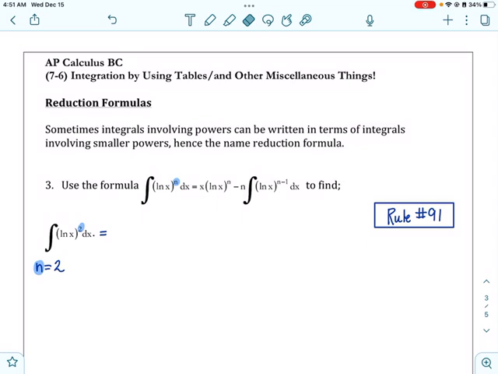And so we start off here, you notice we have n equal to 2, it's the same integral, and then on the right hand side you have this formula that you would just follow. So we're going to say n is equal to 2, and we start off with x times ln of x to the second power, and then we have minus n, which is 2 still, so it's 2 times the integral of ln of x, the quantity, to the 2 minus 1 power, just 1. So we have that.